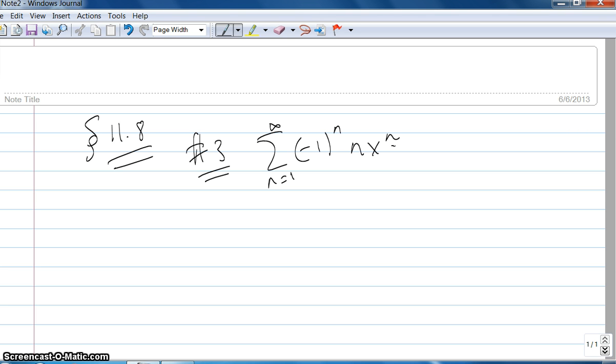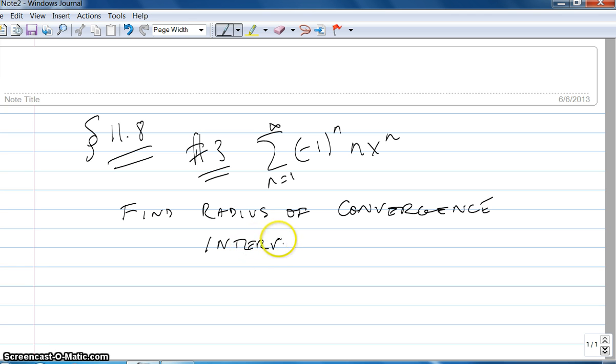The goal here is to find the radius of convergence and the interval of convergence. So let's start by noticing that we want to find values of x that make this converge. That's the interval of convergence. It's all values of x that make this converge.